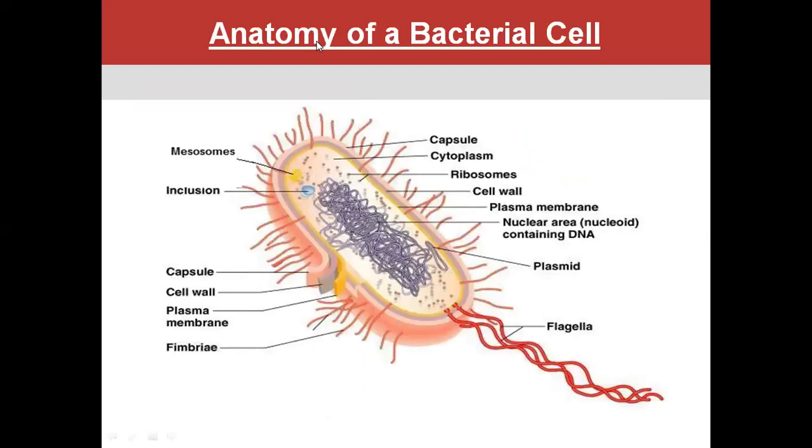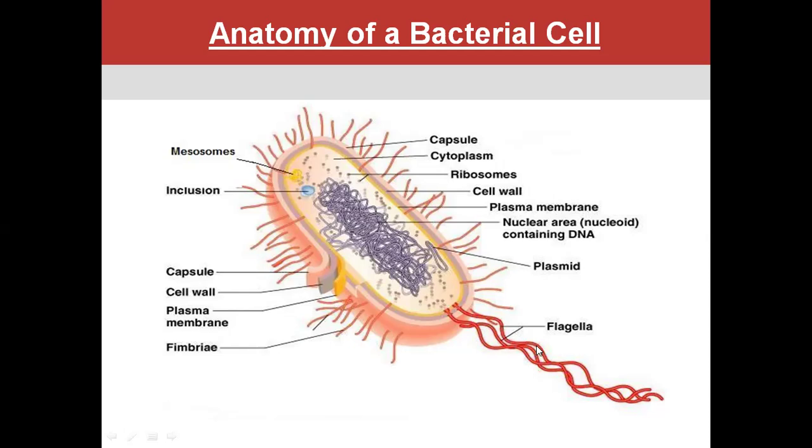Next, anatomy of a bacterial cell or structure of a bacterial cell. In the picture, you can see the structure of the bacterial cell. The bacterial cell structure is very simple. When compared to eukaryotic organisms, the Golgi apparatus, endoplasmic reticulum, mitochondria, and lysosomes are all absent. In the picture, you can see they mainly possess a cell wall. The cell wall is the outermost layer of the bacteria, and beneath the cell wall, a plasma membrane is present, and these are fimbriae or pili.